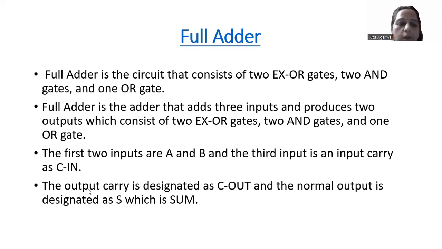The output carry is denoted as C out, while the normal output is designated as sum, which is S. So here also we have two outputs, sum and carry, where sum is denoted by S and carry is denoted by C out, while we have three inputs, out of which A and B are the first two inputs, and the third input carry is denoted by C in.